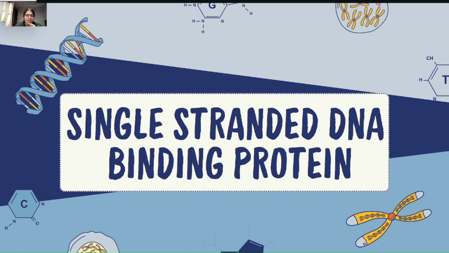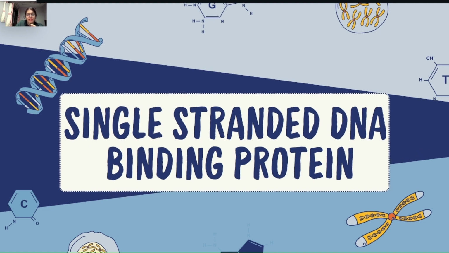Now, SSB can be compared to a protective plastic cover used to keep documents safe, just as these covers prevent the papers from becoming damaged, wrinkled, or stained. Similarly, the SSB binds to the single stranded DNA during replication to stabilize it and prevent it from damage and from forming secondary structures. It has a lot of functions, which we'll see further.